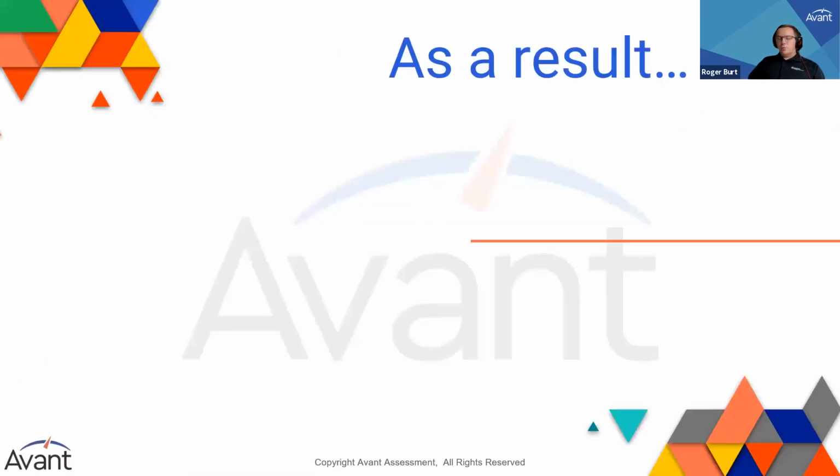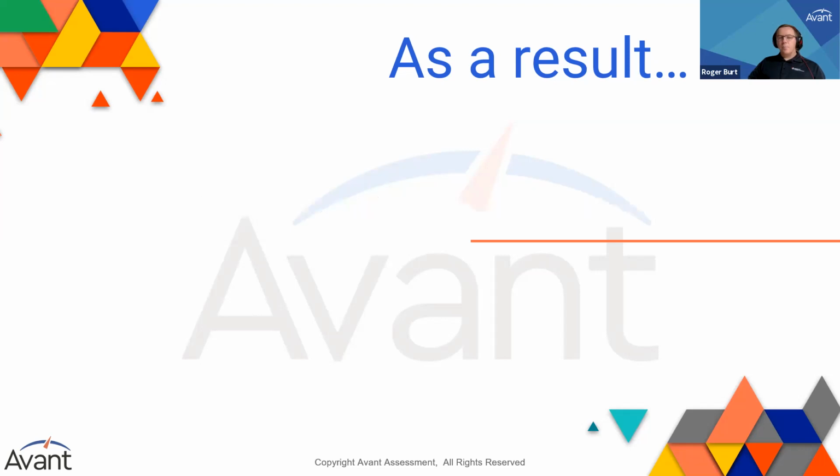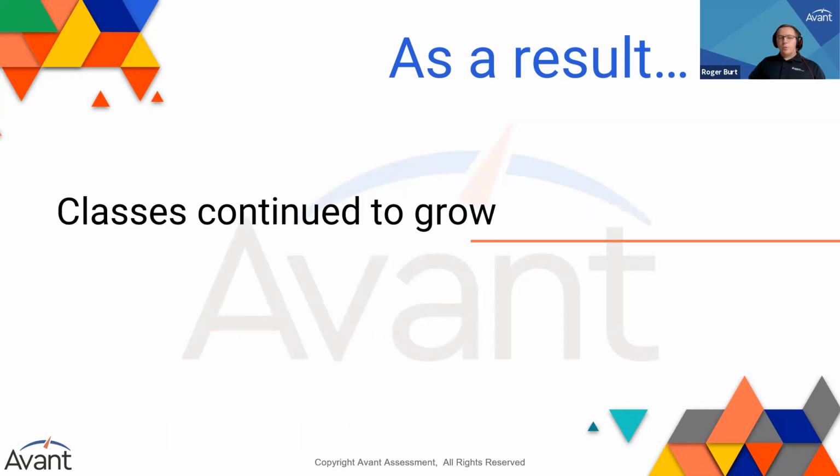So as a result of all of this work that we had done based on proficiency test data with the STAMP test, the number of seals of biliteracy that we awarded increased dramatically. We were the top school in the district for students earning the seals of biliteracy. Our classes continued to grow. We almost hired a third full-time Spanish teacher.